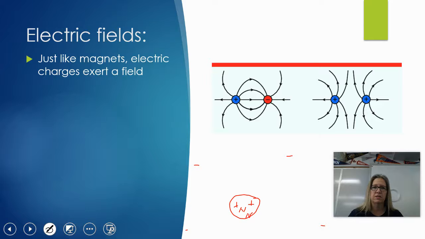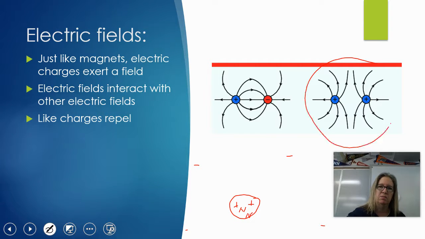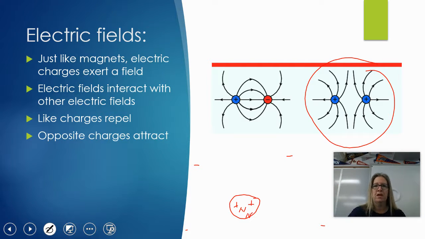Well, those charges exert a field, and those fields can interact with other fields. And how they're similar to magnets is that like charges repel, and you can see that in this picture right here. Those positive charges are trying to get away from each other. And opposite charges attract. So if a positive and a negative get close together, they're going to stick together, okay?